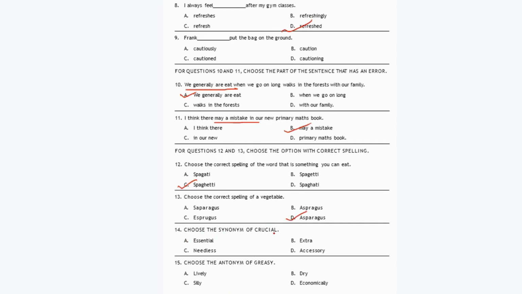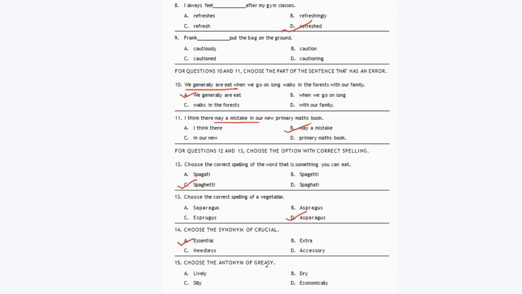Choose the synonym of crucial. Synonym means a word with the same meaning as crucial. Crucial means something that is very important, mandatory or essential. So the correct answer is essential. Essential is your correct synonym for the word crucial.